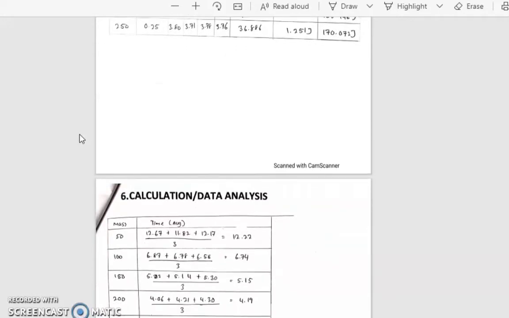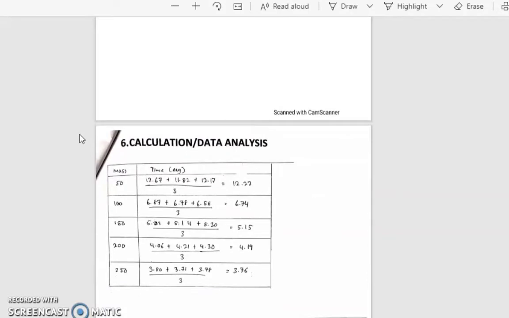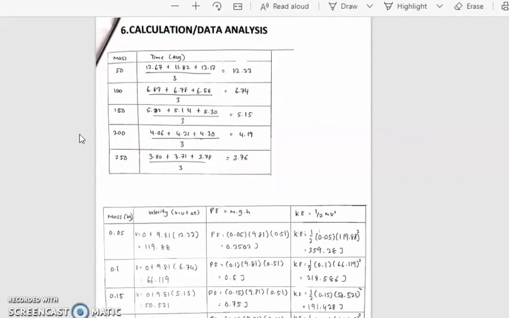Firstly, we need to change the mass into kilogram. After that, we need to find the value of time average. The formula is total of time 1, 2 and 3 divided by 3, and we get the value of time average for every mass.